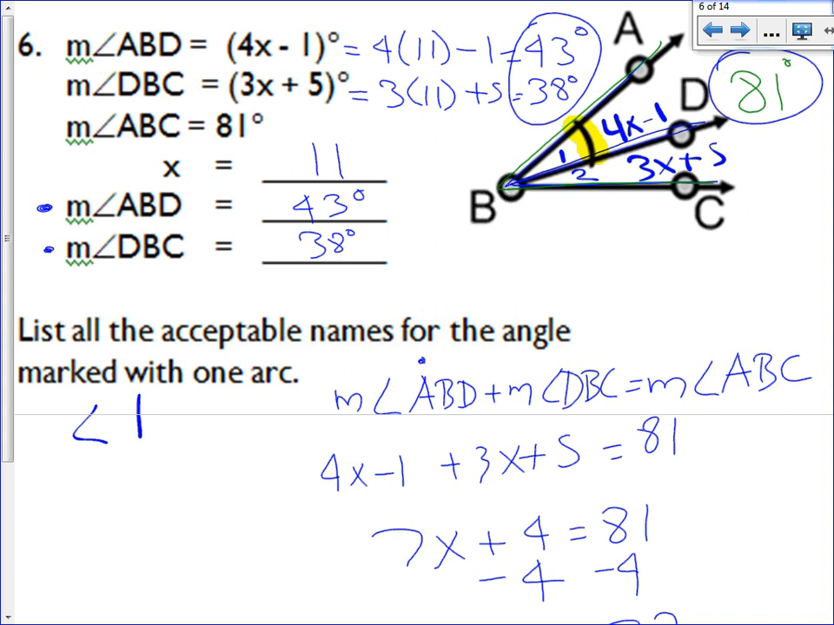If this is a multiple choice test or a written response test, your teacher may be looking for you to say the more obvious answer, though, which is angle ABD. So that is the only acceptable way to refer to that angle that has the mark. And this is how you do problem number 6.